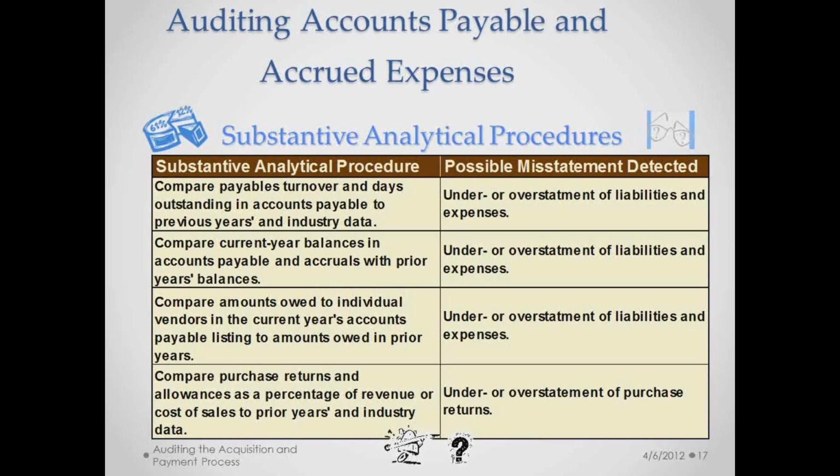With respect to different types of analytical procedures that you would perform related to these accounts, would be looking at turnover, and looking at that as it compares to the previous years and as it compares to industry data. What your concern is with liabilities is that there's an understatement of liabilities. You're less concerned about overstatement because it's rare that a company is going to overstate liabilities, right? Because if they've overstated liabilities, then that means that they've understated income. And most companies are not trying to understate income.